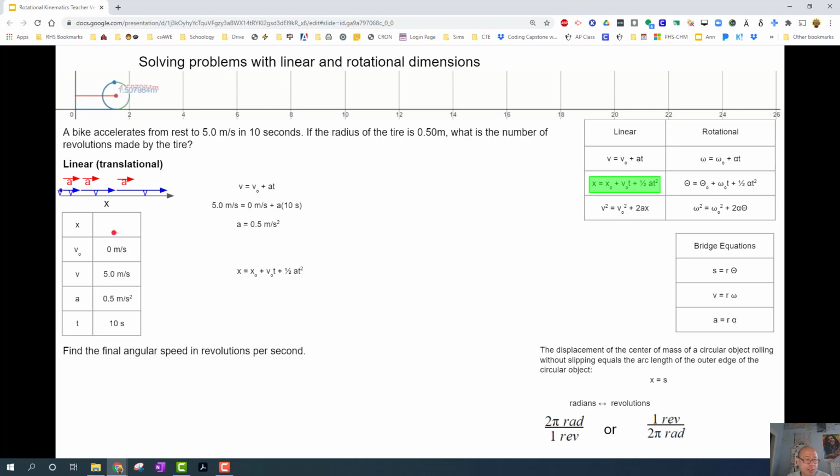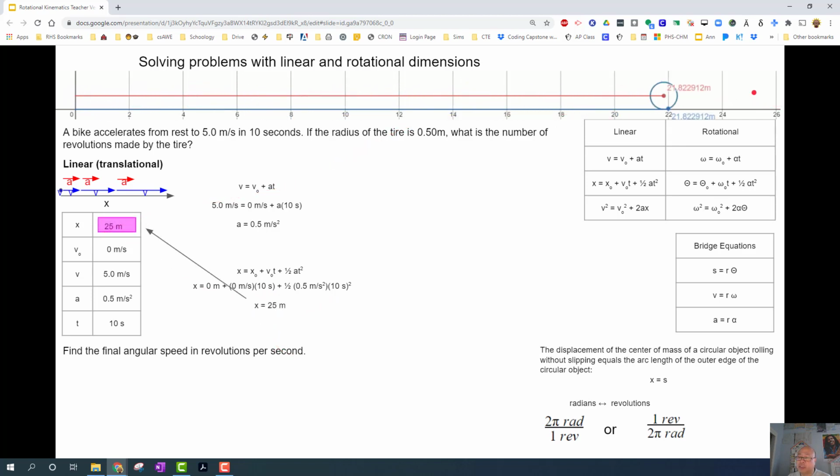Then if we want to know the displacement of the center of mass of that object, we end up using this equation because we have even more than 3 variables that we know. We have 4 and the one that we're looking for. So that's the equation that's going to work for us. We substitute in the values that we need, and we find that the center of mass displacement is indeed 25 meters. It ends up way over here at 25 meters.